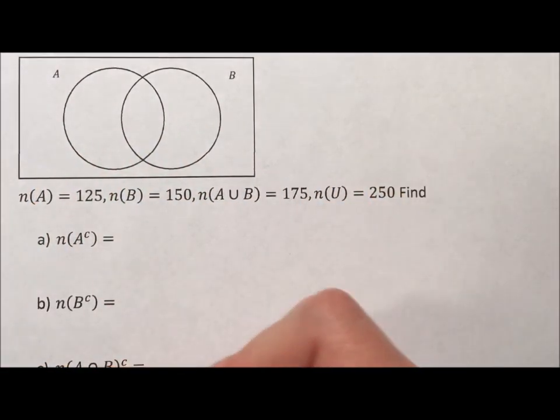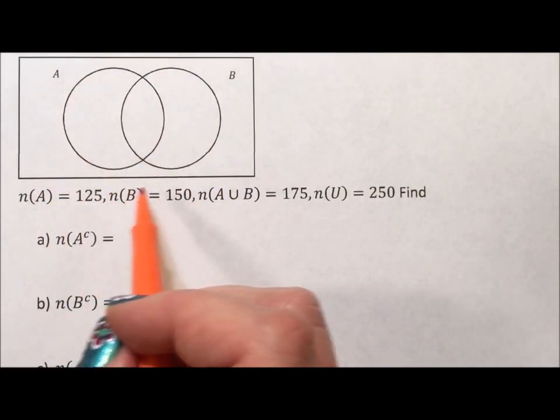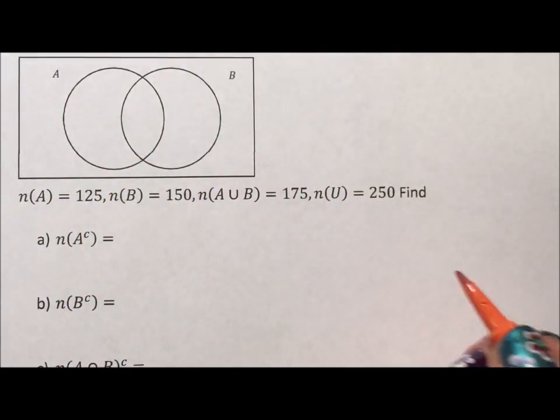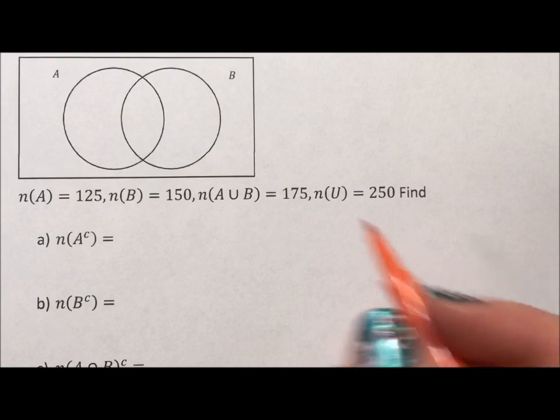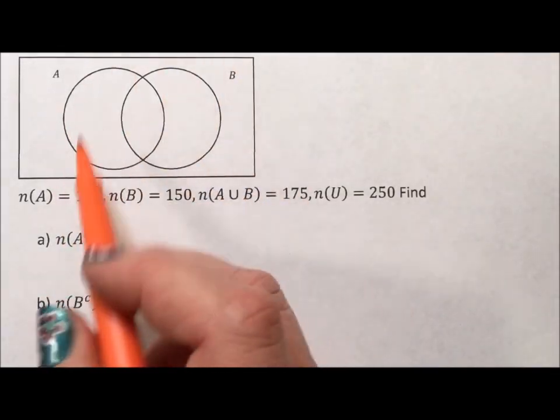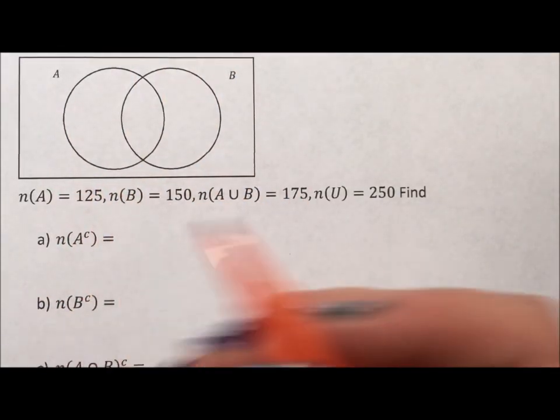And we want to answer some questions. And so I'm using a Venn diagram to help. We don't necessarily need a Venn diagram. We can do it in other ways, but I'm a very visual person and I think the visual helps. Now I'm going to fill this out.